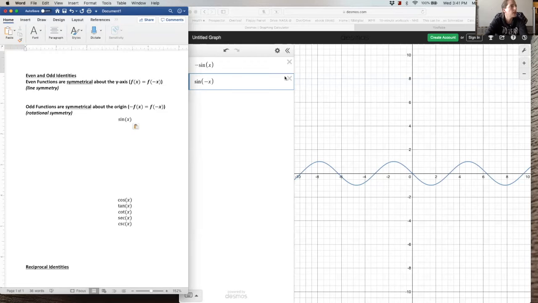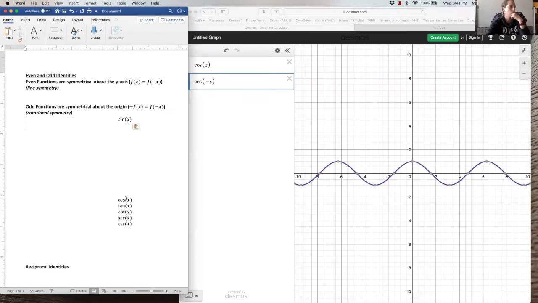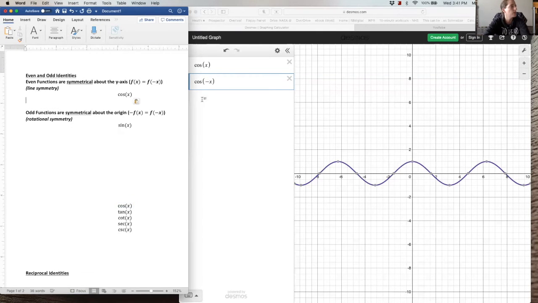Now let's look at cosine and check cosine. Again, let's check for y-axis symmetry first. It sure looks like if I fold in half along the y-axis, these halves are going to match up. So this does seem to have even symmetry, and if I want to double check, even symmetry means that cosine of x is the same thing as cosine of negative x, and Desmos shows that that is certainly true. So cosine of x is even, so I'll move it up here.